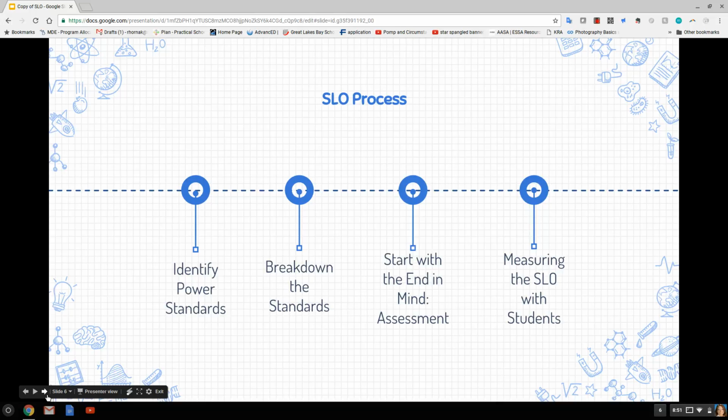So here's what the process looks like. Step 1, you need to identify power standards. Once you have these power standards selected, you're going to break them down into the I can or I will statements, which are also known as learning targets. Then you want to start with the end in mind and think about assessments. You have your pre-assessments and your post-assessments. And we're going to talk about some assessment literacy when we get to those sections. And then finally, measuring student learning objectives with the students and what that looks like.